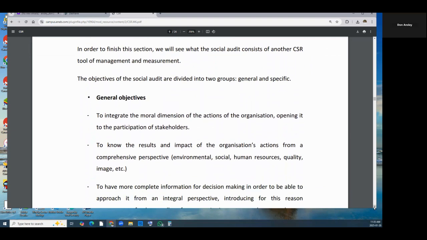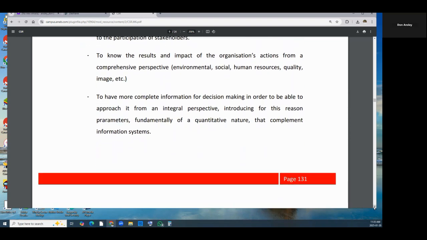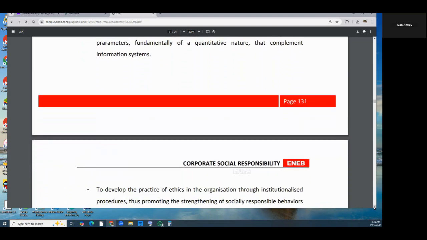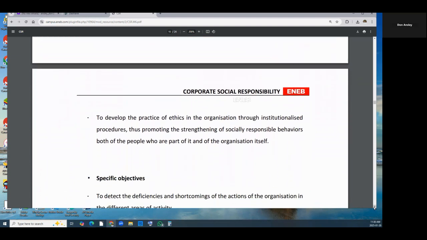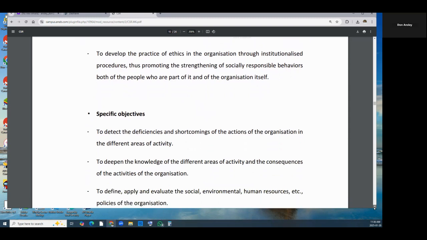As far as the general objectives, it is to integrate a moral dimension into the actions of the organization, opening it to the participation of stakeholders; to know the results and impact of the organization's actions from a comprehensive point of view: environmental, social, human resources, quality, image, etc.; to have more complete information for decision making in order to approach it from an integral perspective, introducing for this reason parameters of a fundamentally quantitative nature that complement the information system; and to develop the practice of ethics in the organization through institutionalized approaches, thus promoting the strengthening of socially responsible behaviors, both of the people who are part of it and of the organization itself.